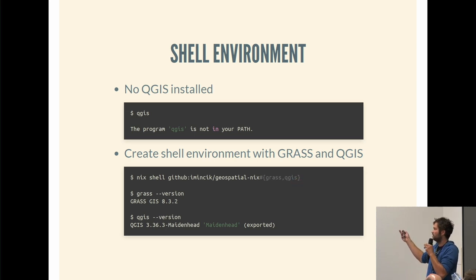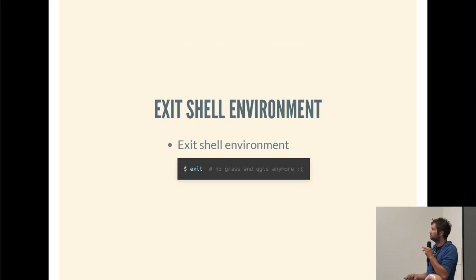Let's say I want to have GRASS just once to try something, and I have GRASS here, and I have QGIS. If I write exit, there's no GRASS or QGIS anymore, but I can have it back if I want to.